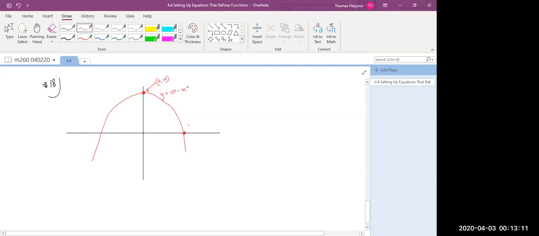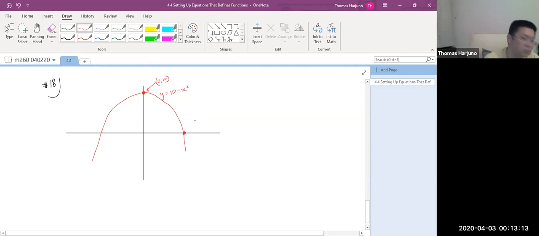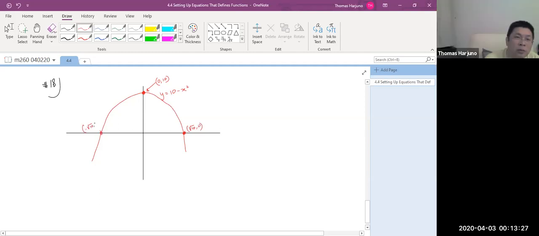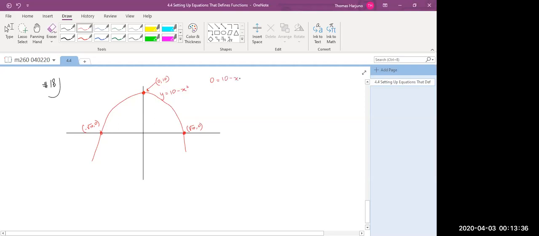Now how about this guy? It won't be 5, 0. Square root of 10, comma 0. And this guy is negative square root of 10, comma 0. You solve for the zero, so you set y equals to 0, right? Okay, and then you solve for the x.